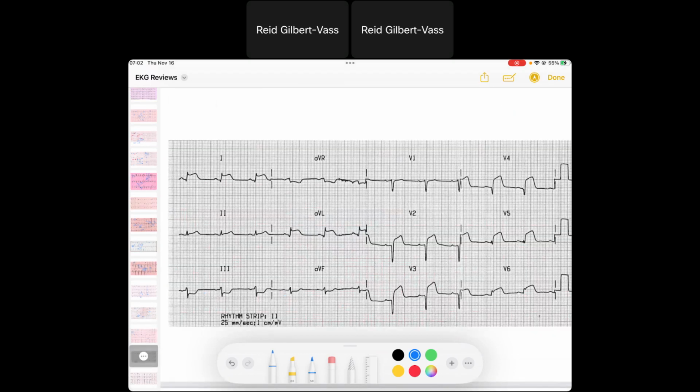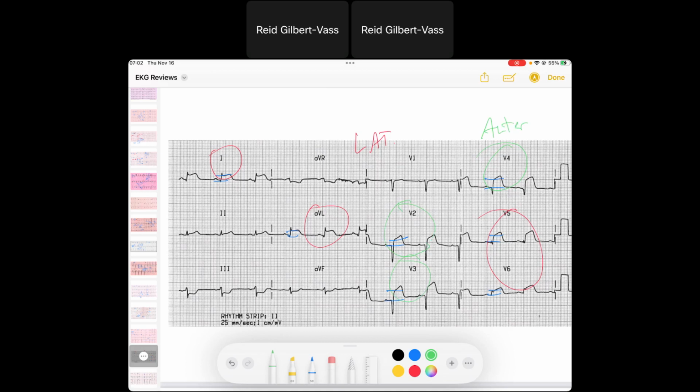Okay, so here we're just going to look at some of these ST changes. We've definitely got ST elevation in lead 1, ST elevation in AVL, and massive elevation in V2, V3, V4, V5, V6. We know that V5, V6, AVL, and lead 1 are lateral. We know that V4, V2, V3 are anterior.